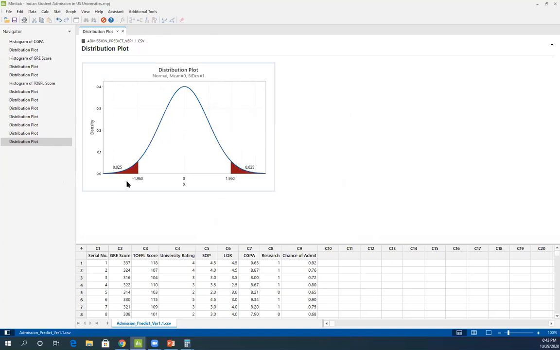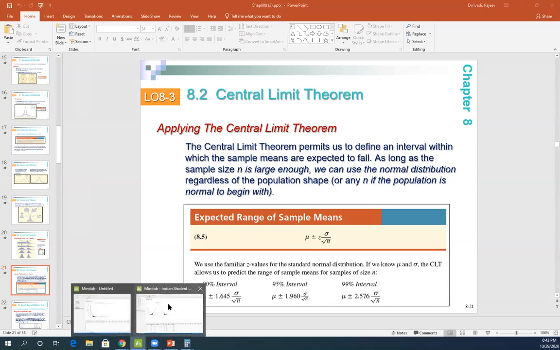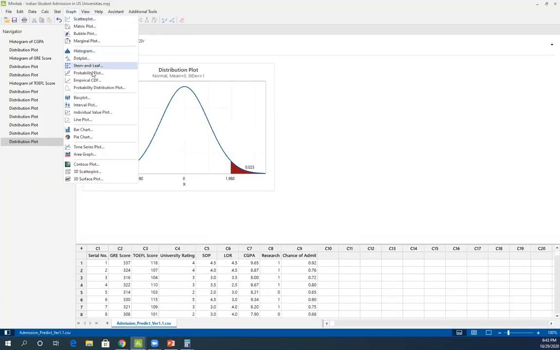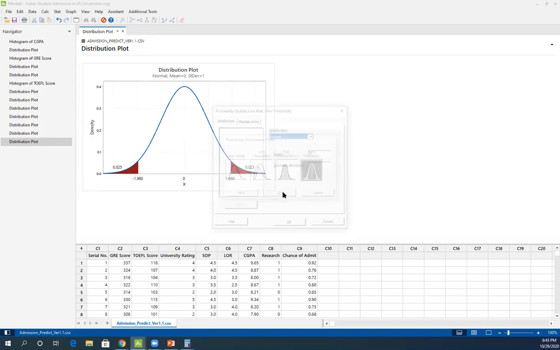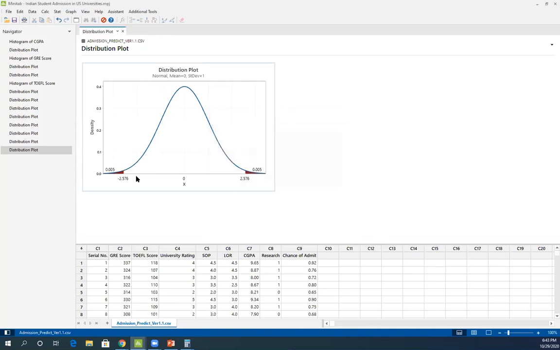Yeah, so you can see minus 1.96, plus 1.96. For 90%, for 95%, you can see 1.96. Similarly, for 99%, I open the graph probability distribution and here we do 99%. So I just go with 1% here. Now I think I selected the correct one. And here you can see minus 2.576, plus 2.576.